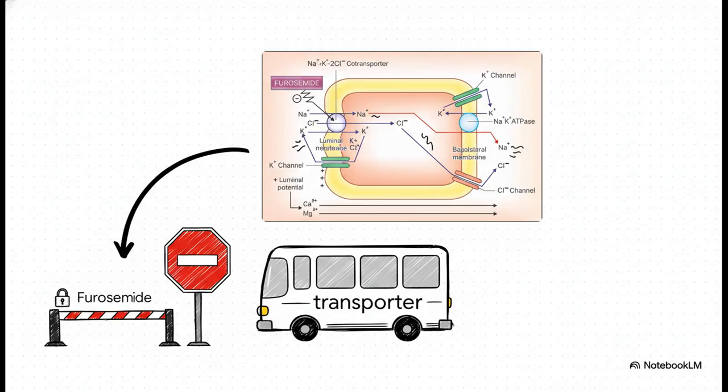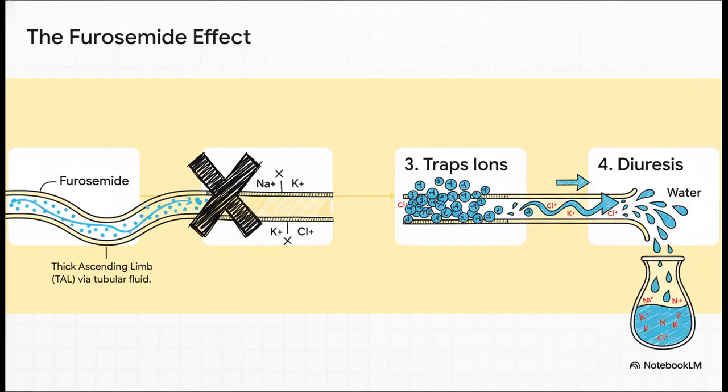It comes along and just blocks this shuttle. It puts up a big road closed sign so the ions can't get back in. So let's break it down into 4 simple steps. Very easy to remember for your exams. 1. Furosemide reaches the thick ascending limb. 2. It binds to and blocks that ion shuttle.